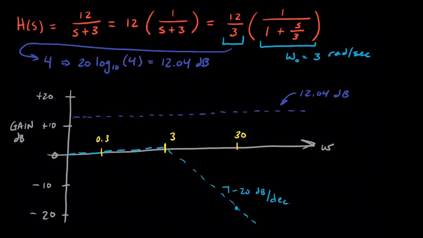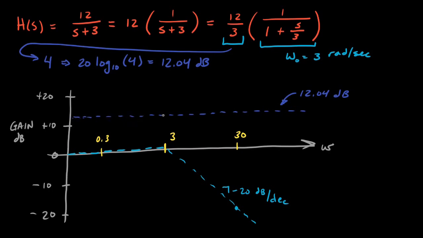Now since these magnitudes are on a log scale, I can just add them together to get the composite magnitude for the entire transfer function. If I didn't convert them to a log gain in dB, I would have to multiply point by point, which is much harder to do. So now that I have that, I am going to draw the composite. Well, I have 12 dB up here, our constant gain, and I have 0 dB.